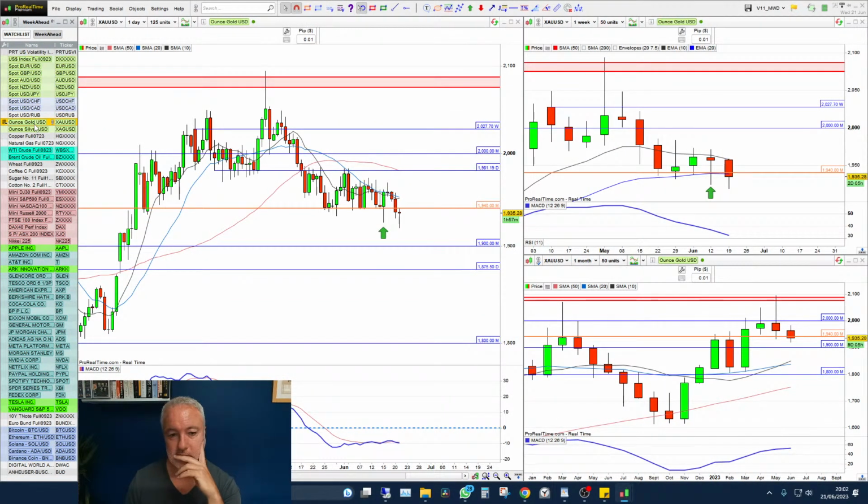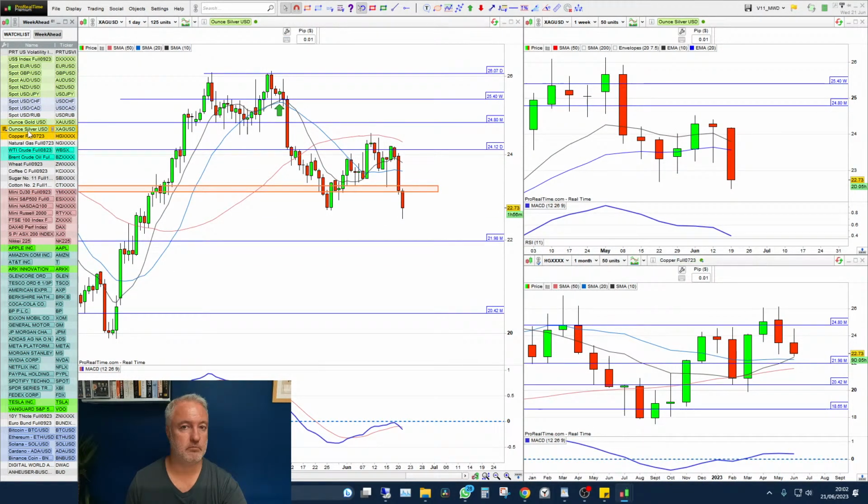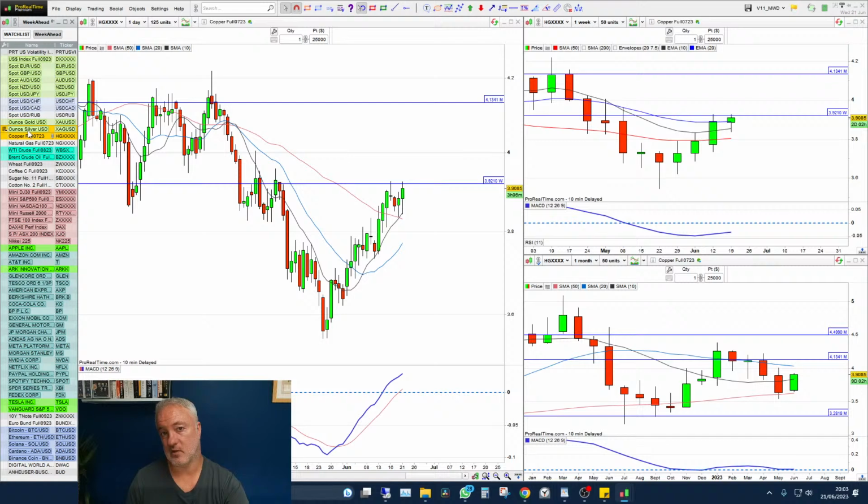Okay, gold. I know you guys don't care about that stuff. Gold's still trying to stay where it is, but there's nothing. Okay. I'm gonna get rid of that. That would have been a losing trade anyway. Silver, nope. Copper. Still looks okay, but it's still at resistance, so I'll be careful of that.